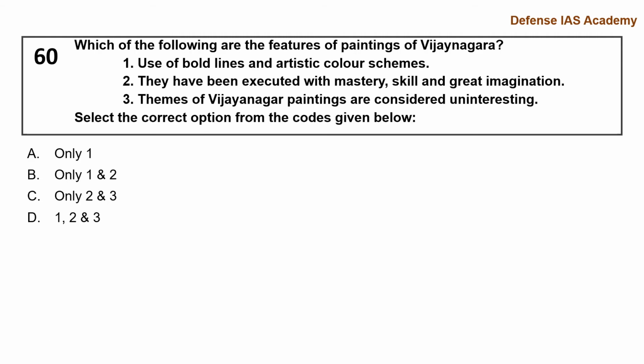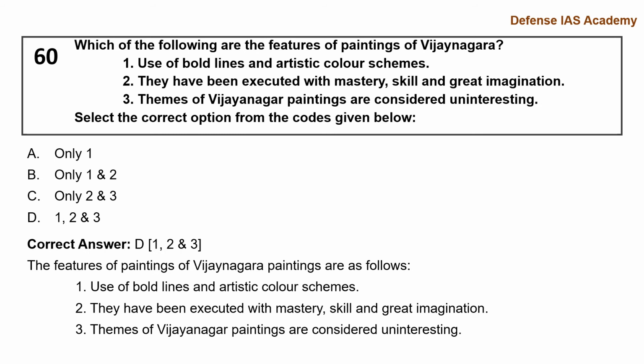Question 60. Which of the following are the features of paintings of Vijayanagara? 1. Use of bold lines and artistic color schemes. 2. They have been executed with mastery, skill and great imagination. 3. Themes of Vijayanagar paintings are considered uninteresting. Select the correct option from the codes given below. The correct answer is option D, 1, 2 and 3.